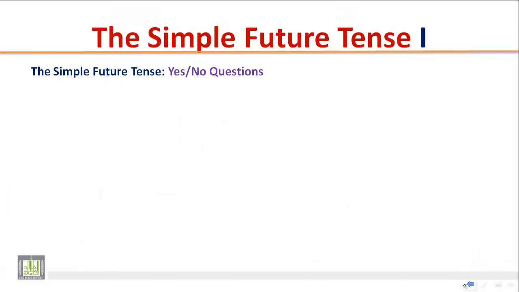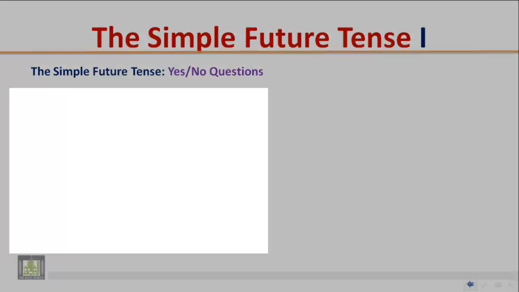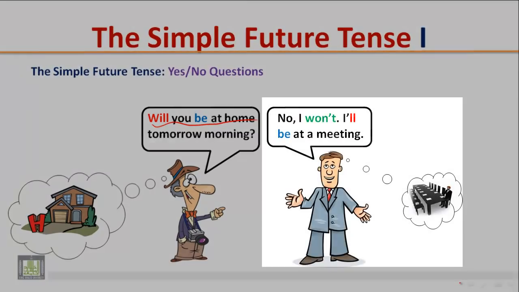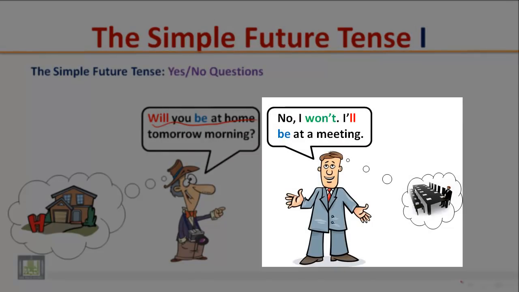The simple future tense: yes-no questions. Listen to the following short conversation and pay attention to the word order in yes-no questions. Will you be home tomorrow morning? No, I won't. I'll be at a meeting.